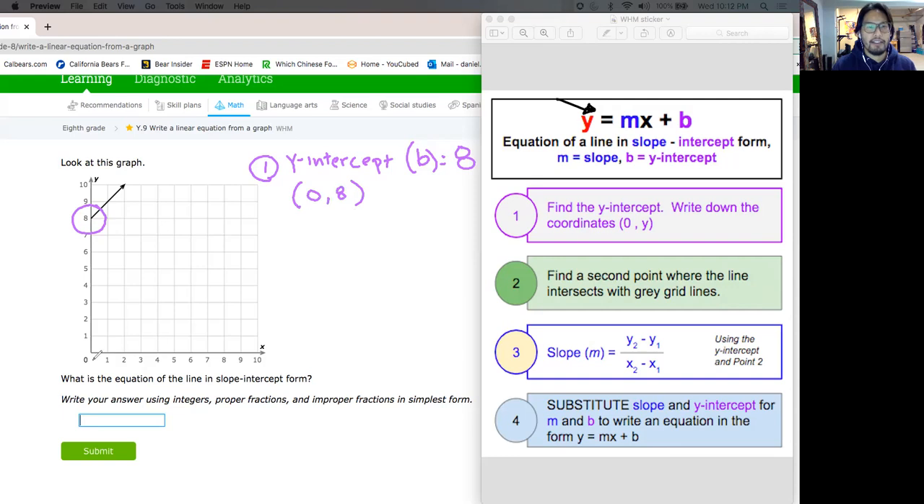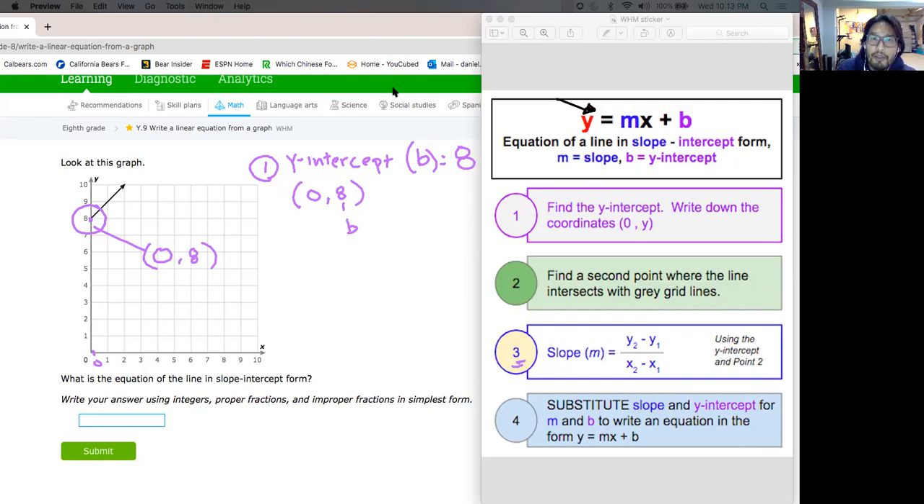Wherever your x coordinate is 0, on a line, that is where your y-intercept is. So this point right there is 0, 8. And the reason why your y-intercept is actually the number 8, so that is b. But the reason why I'm writing this full coordinate out is because I want to use it in step 3, which is where we calculate the slope.